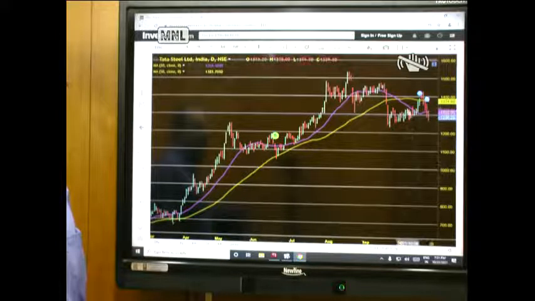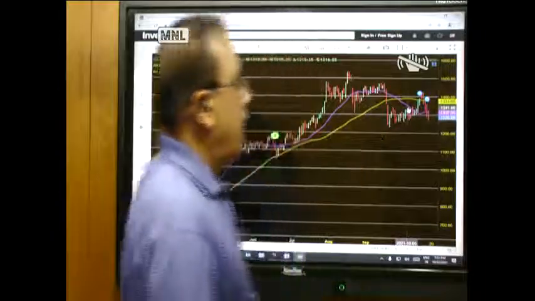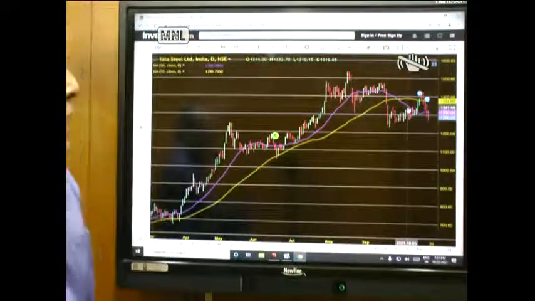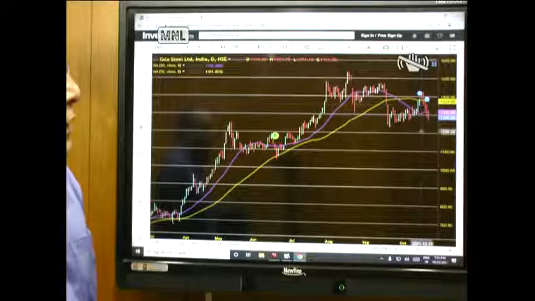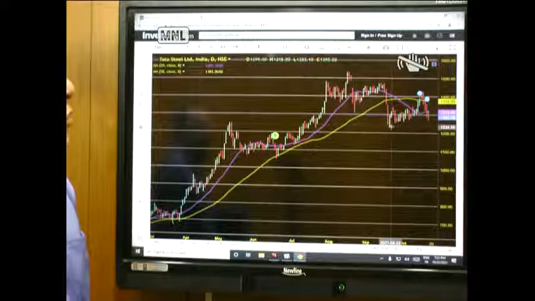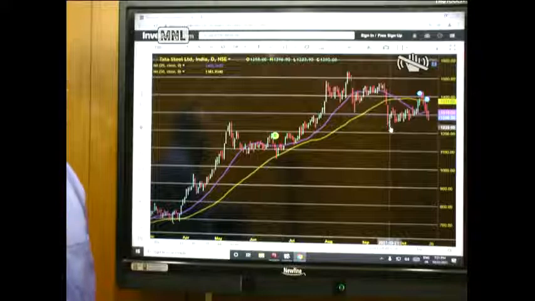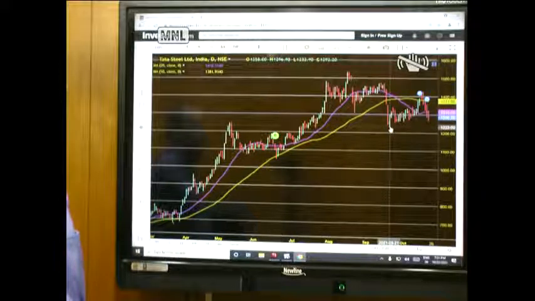So I think Tata Steel seems to be in a mode of consolidation, and it looks like there is a top somewhere here. Now the correction probably can go back to the same place. This is 1232. So there's a chance that it could settle closer to 1232, and we have to see how it fares there.